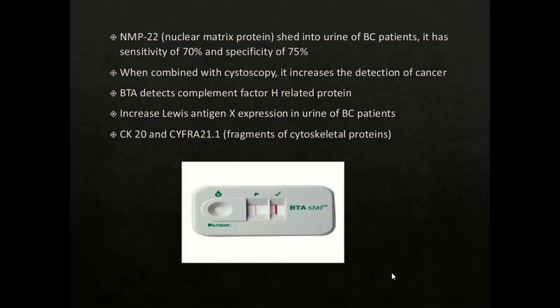CK20 and CYFRA 21-1, these are the fragments of cytoskeletal proteins which are excreted in the bladder cancer patients. And then you can appreciate at the bottom the image of BTA stat, this stat kit. This is a qualitative test for the detection of the carcinoma.